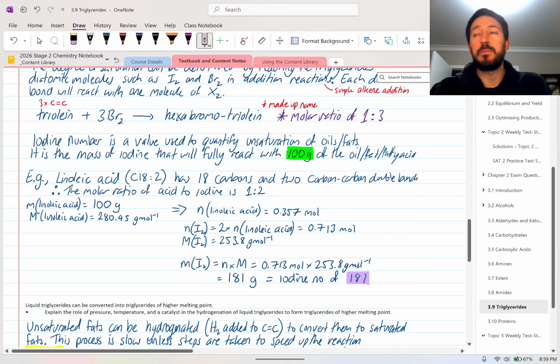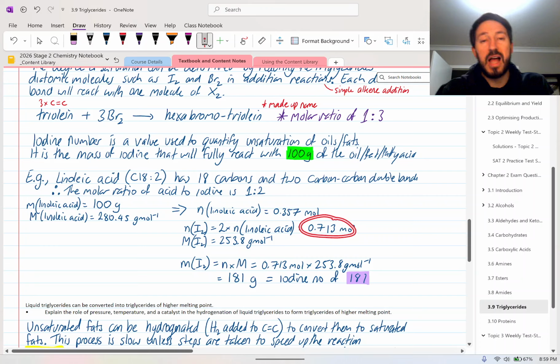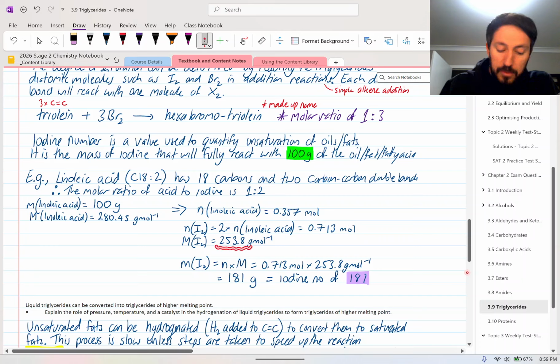If we were calculating something else like a bromine number, then the calculation will be essentially identical. The difference will be this bit here. The number of moles of bromine would be the same, it'd be double, because again it reacts the same way as iodine, but the molar mass of bromine would be different, which would result in a different mass of bromine.